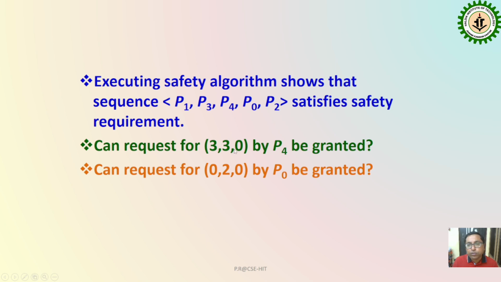Now you may check whether an additional request by P4 can be granted or not. And if we request 0 2 0 for P0, is it granted or not? You have to do it yourself.